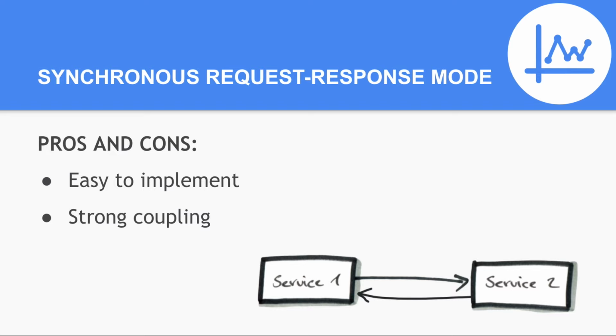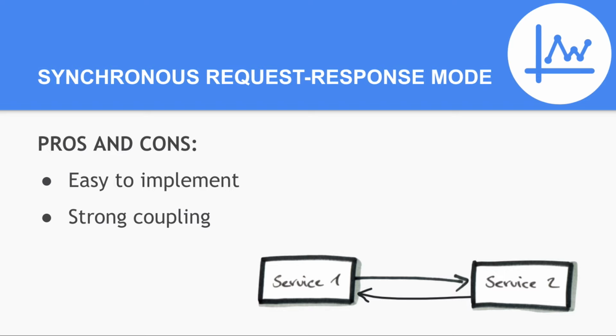As for the disadvantage, this mode creates a strong coupling between two services. The first service cannot work without the second service being available. To mitigate this, we have to work around communication failures by either implementing a retry mechanism or a fallback mechanism.